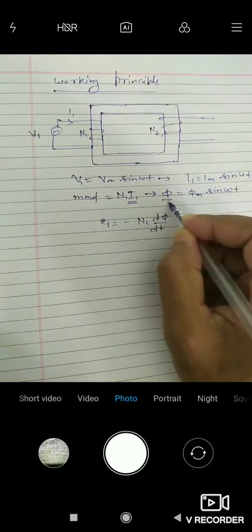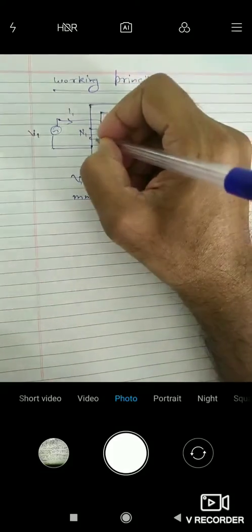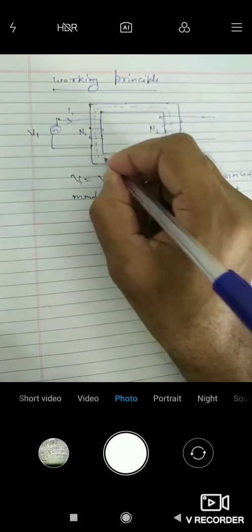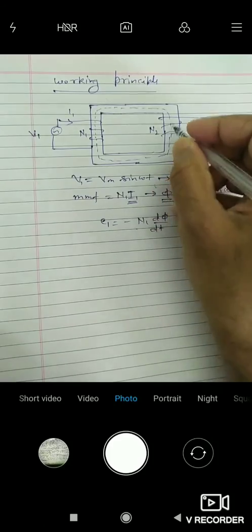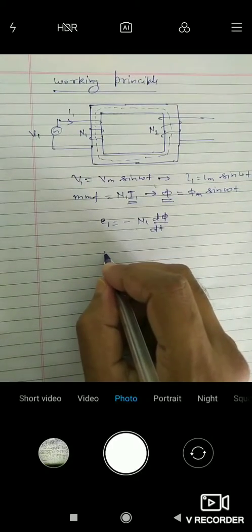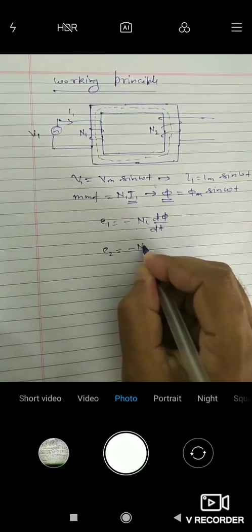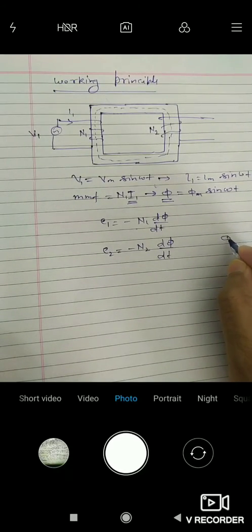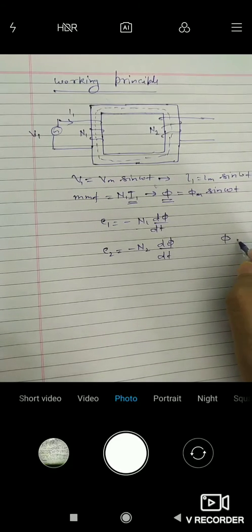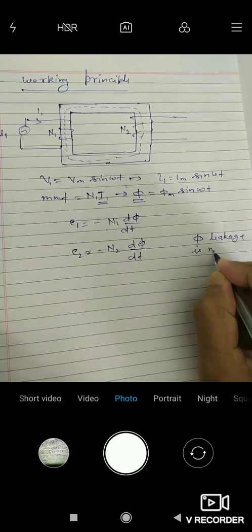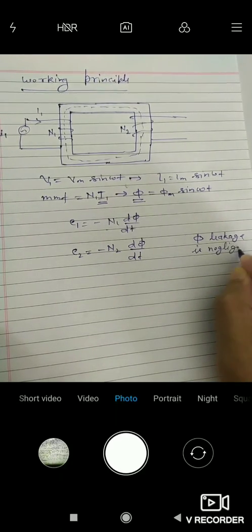Now this flux, which is sinusoidal or alternating, passes through the core and reaches the secondary winding. So when the alternating flux links with the N2 turns, there will be an EMF induced in the secondary winding, that will be given by minus N2 d phi by dt. Keeping in mind that flux leakage is negligible, right?